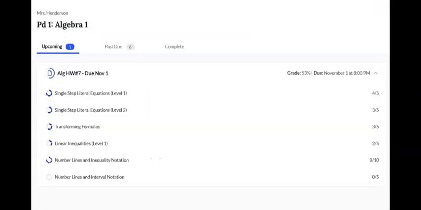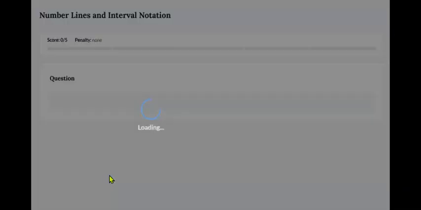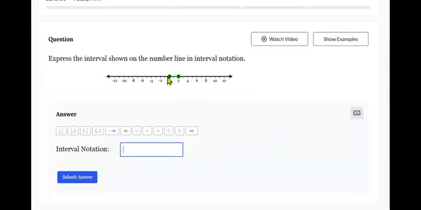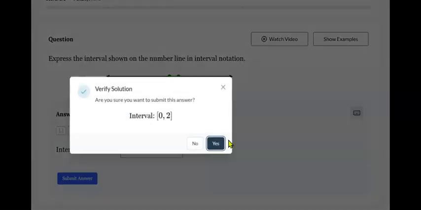Let's take a look at the next section. Number lines and interval notation. So in this case, I'm between 0 and 2. Both of the circles are solid, so we're going to click these 2 brackets. The smallest number is 0. After the comma, the biggest number is 2. And we're done.